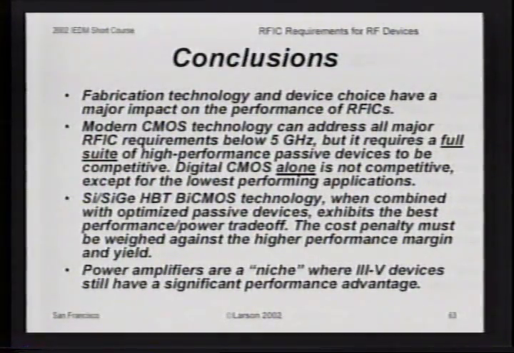I'd like to conclude by saying that fabrication and technology choices can have a major impact on the performance of RFICs. It's a very significant area. Technology is key to achieving good performance. Modern CMOS technology can really address all RFIC requirements below 5 gigahertz, but you need a full suite of really good passive devices. You need good capacitors, good inductors, in addition to the outstanding active devices. Digital CMOS process all by itself is probably not cost effective except in the most low performance types of circuits. Silicon germanium BiCMOS technology probably will exhibit the best performance, but that has to be traded off against the higher cost associated with the use of a bipolar technology. And then finally, for power amplifiers, that appears to be a rather secure niche where III-V technology, gallium arsenide HBTs in particular, still have a significant performance advantage and probably will for the foreseeable future.